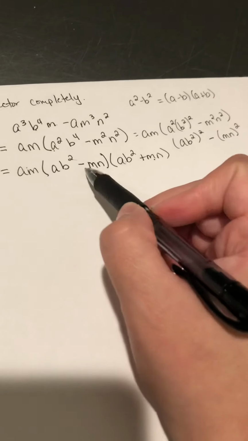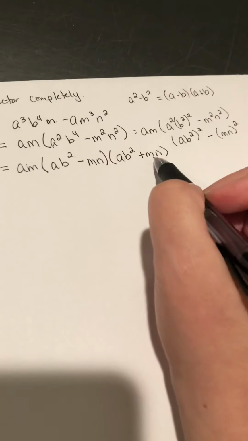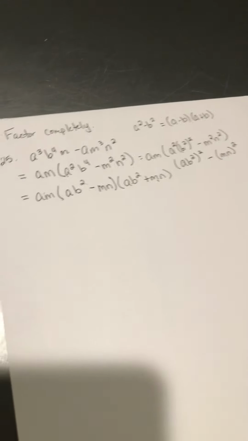And then you've got the minus that, minus mn times ab squared, so these cancel. And then minus mn times mn is minus m squared n squared. So it does work out. So now I'm done. I can't factor that any further. So that was another one, using difference of squares.